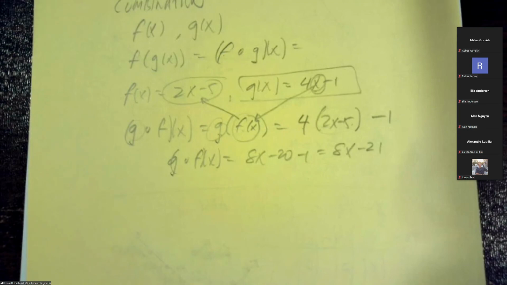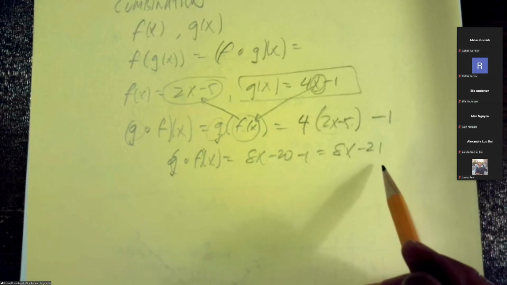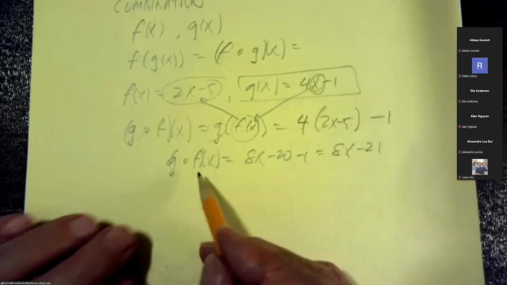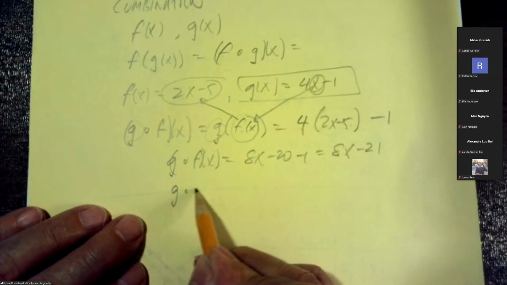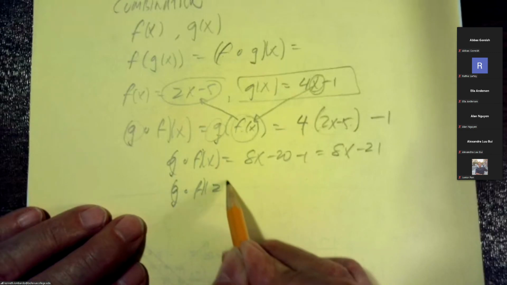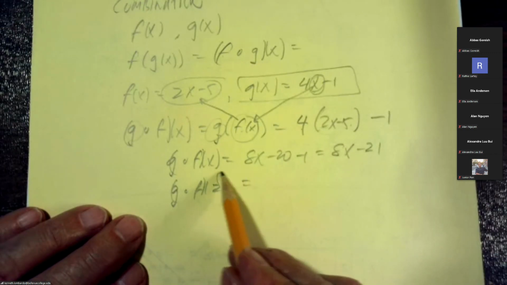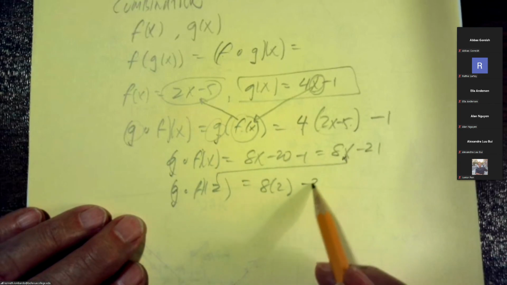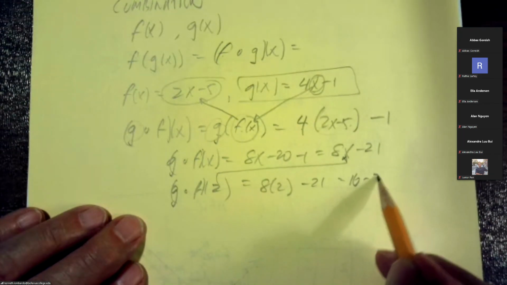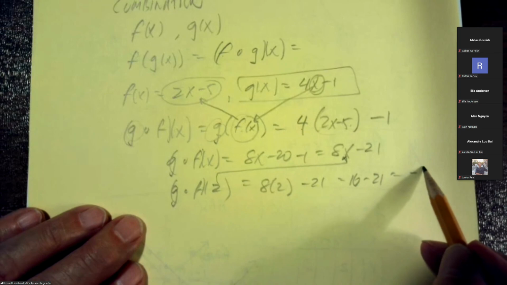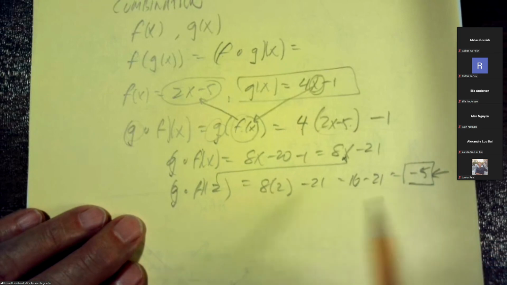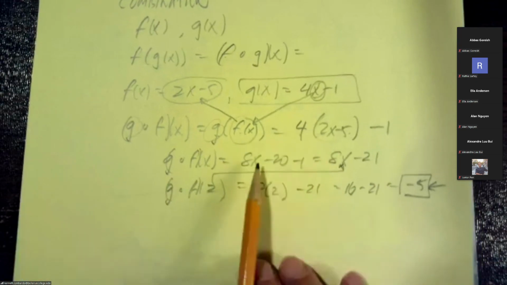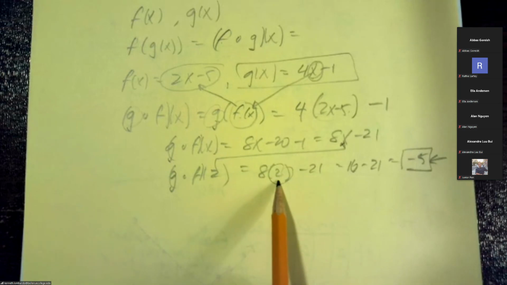Questions on that at all? And then we might evaluate that at some location. Okay, so I might say find g of f of 2. Well, that's just evaluating at 2, isn't it? So we'd have 8 times 2 minus 21, which is 16 minus 21, which is negative what? 5. Okay, so we can use these combination functions, substituting, and then we could put in an actual value as well.